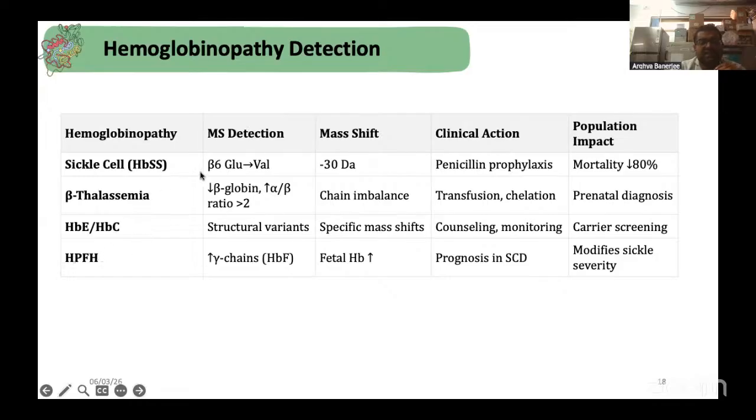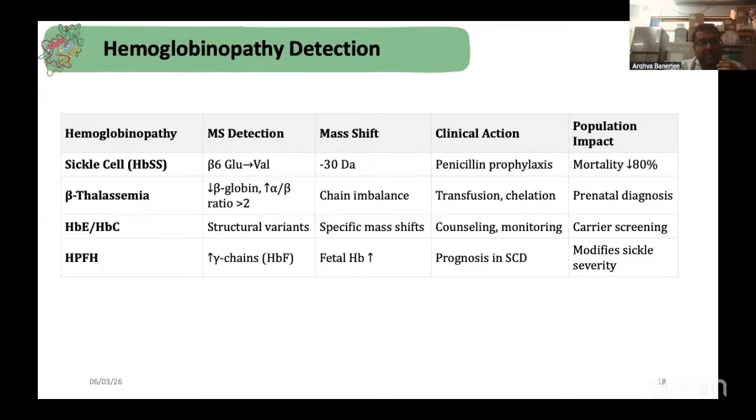So in sickle cell anemia, at the beta subunit, at the sixth position, glutamine is replaced by valine. There is a 30 dalton mass shift, and you can usually understand if the person is having HBSS or not. So this can be used for penicillin prophylaxis, so that clinical actions can be taken, and this detection of sickle cell anemia has brought down the mortality.